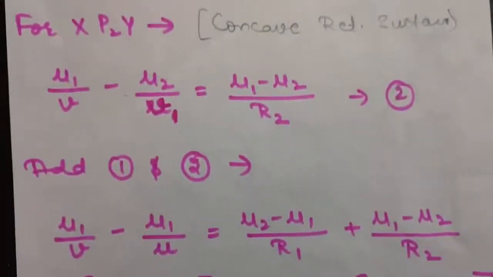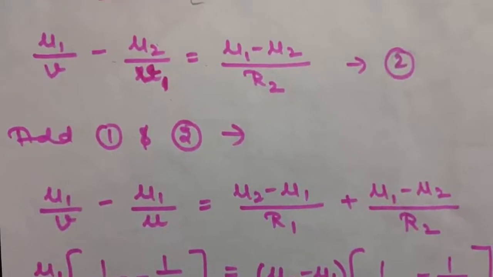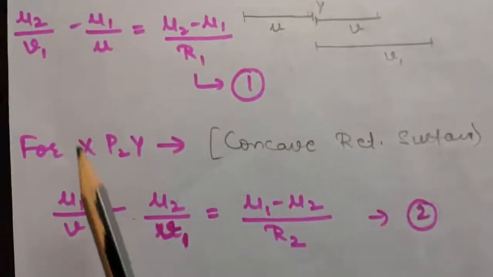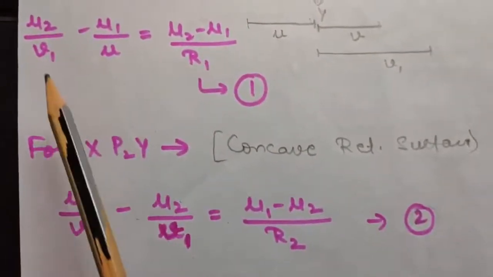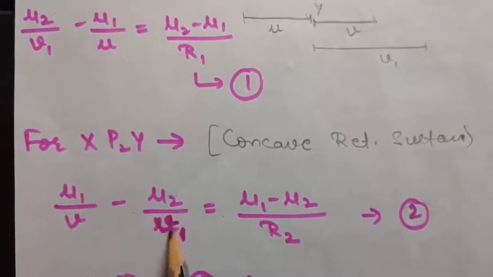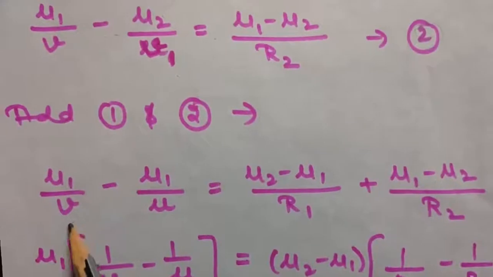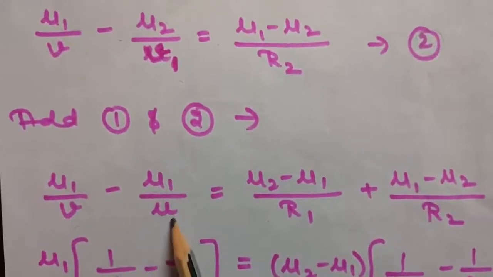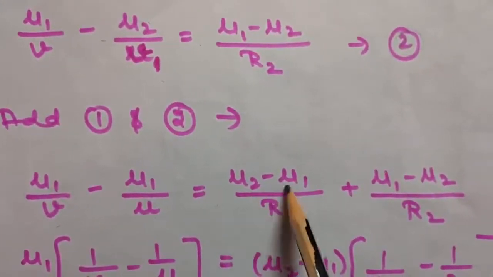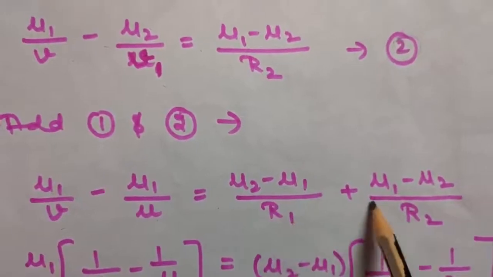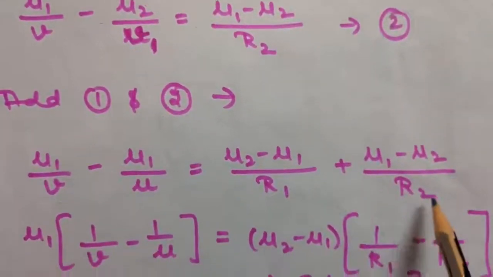Now add these two equations. When you add them, this quantity will cancel out, that is mu2 upon v1 minus mu2 upon v1. This quantity will cancel out. So you will get mu1 upon v minus mu1 upon u is equal to mu2 minus mu1 upon r1 plus mu1 minus mu2 upon r2.